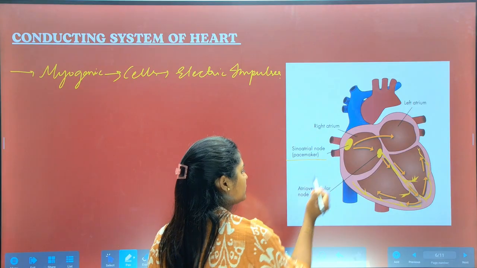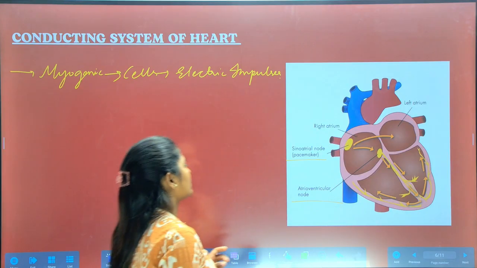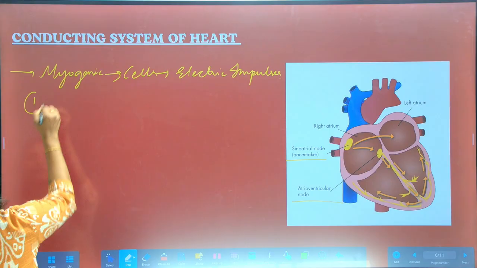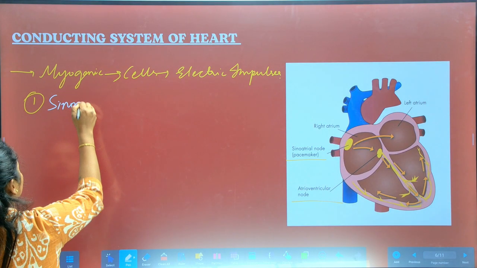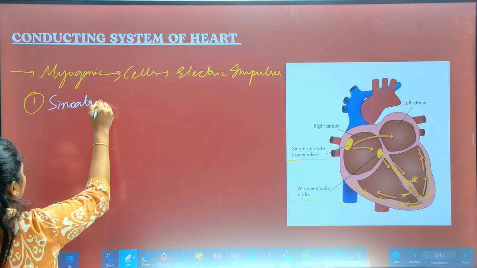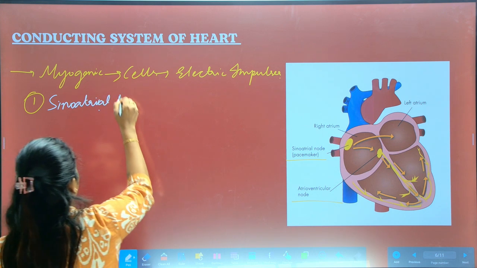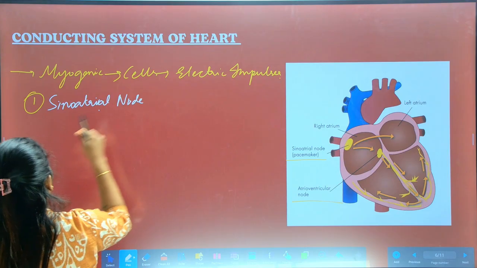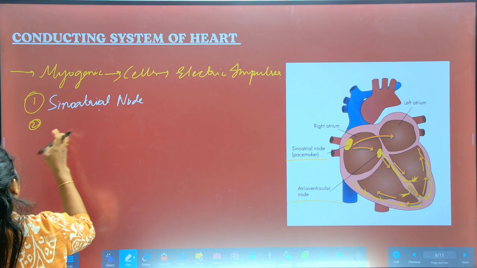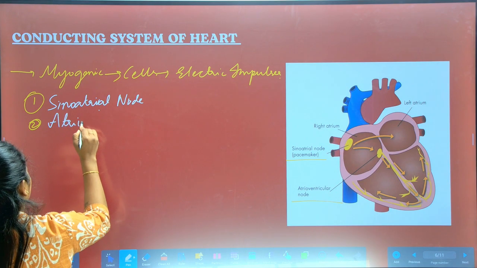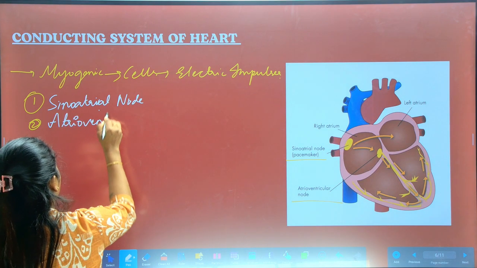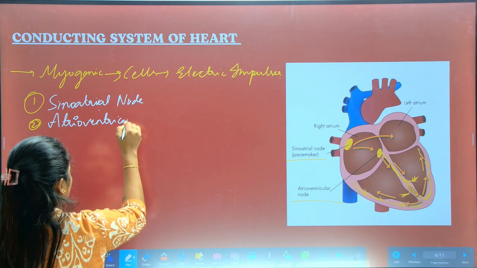One is the SA node, that is the sinoatrial node, and the next one is the AV node, that is the atrioventricular node.